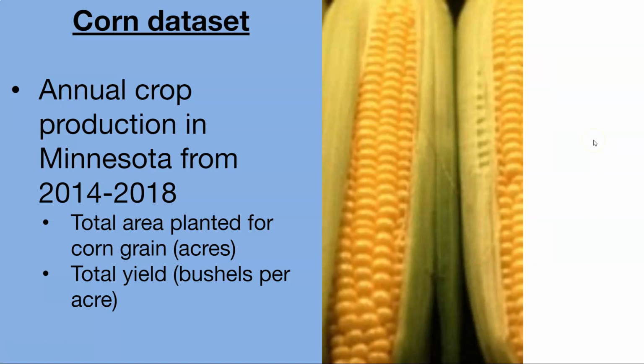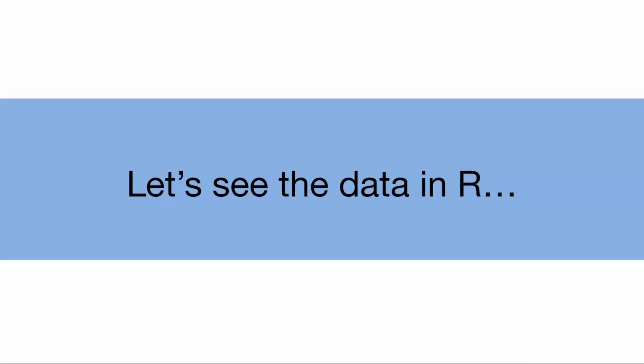The next few videos that you'll watch go through a very basic introduction to R using a data set on corn. The corn data set shows the annual crop production in Minnesota from 2014 to 2018. We have the total area planted for corn grain, and the units there are acres, and the yield for those acres in terms of bushels per acre. So it's a simple data set we'll look at, and we'll do it in R and in what we'll call R Markdown. And so we'll take a look at the data in R.